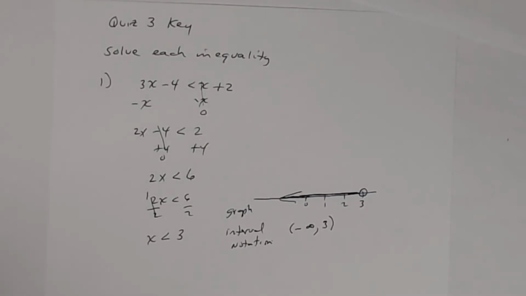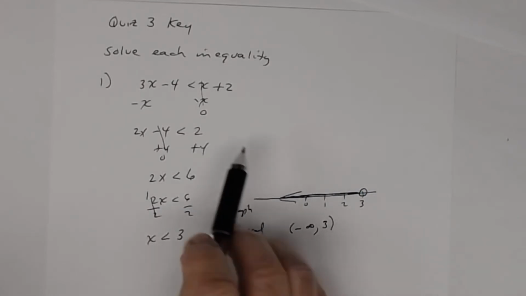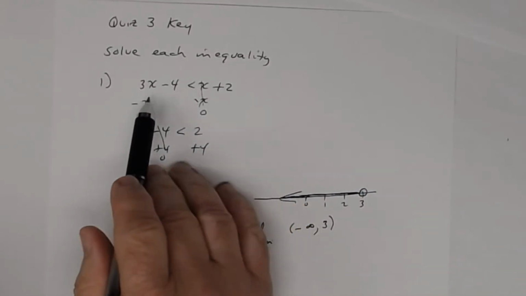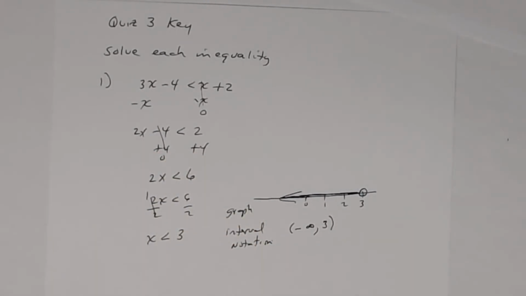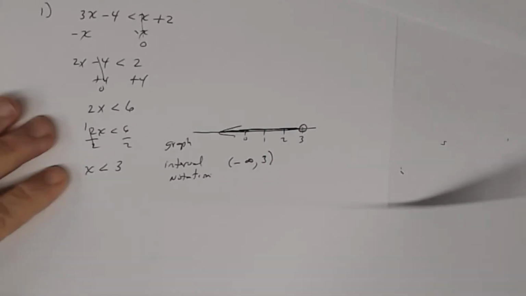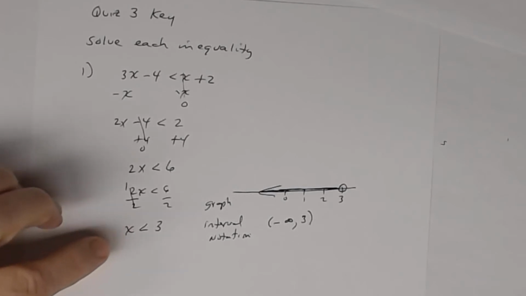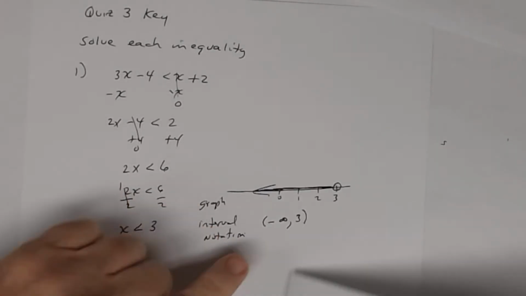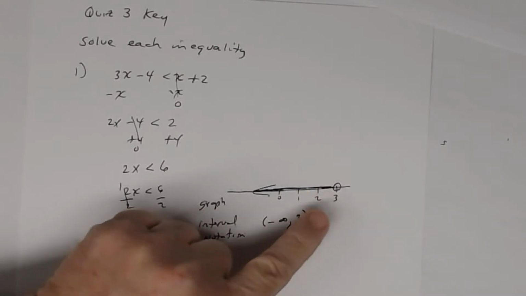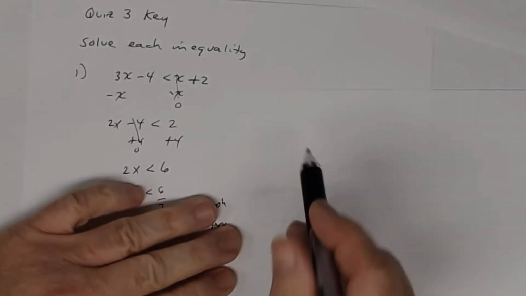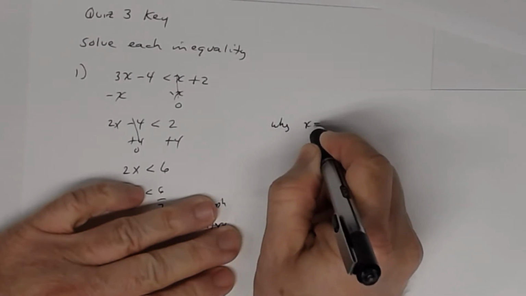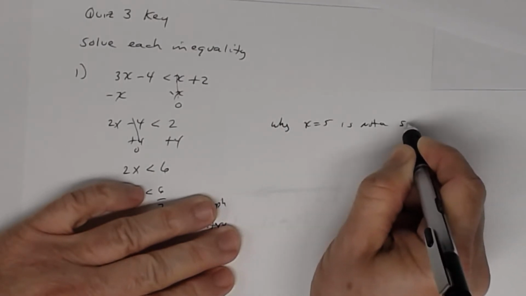All right, so that was number 1. Any real number that's shaded is a solution to the original inequality statement. So notice that 5 is not a solution, right? 5 is not shaded. If you substitute 5 in here, you'll see why. Now that you're done with number 1, that's your answer. But I just want to remind you that any number that's not shaded is not a solution for a reason. So let's just check and see why x equals 5 is not a solution.